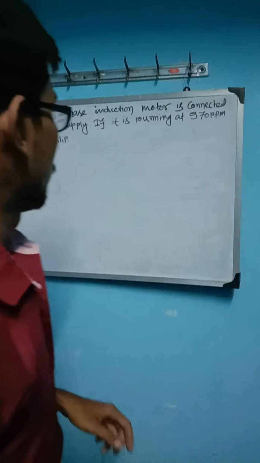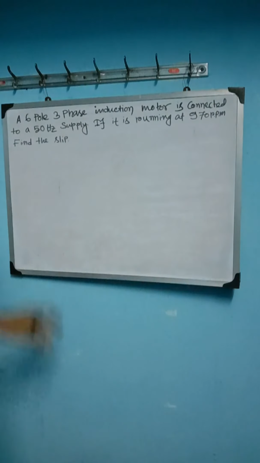In the previous lecture, we discussed the slip and the rotor current frequency. Today, we will solve the problem: a 6-pole 3-phase induction motor is connected to a 50 Hz supply. If it is running at 970 RPM, find the slip.